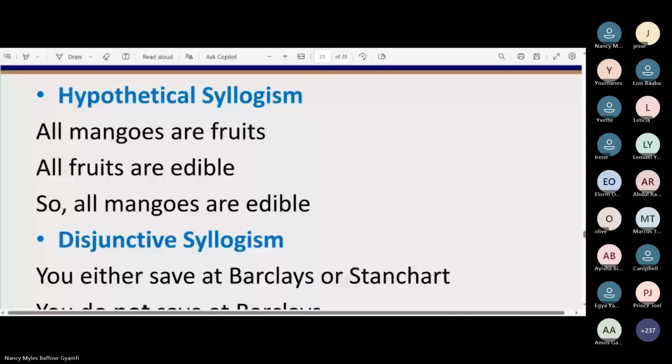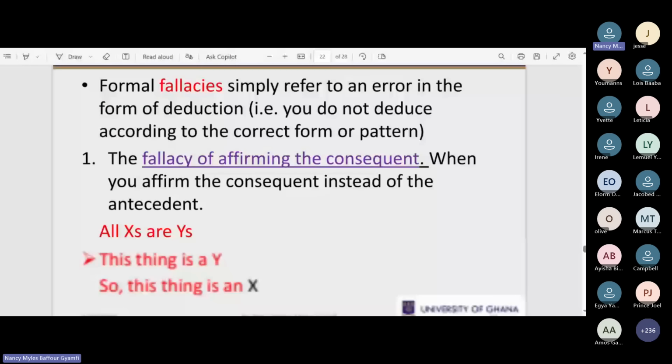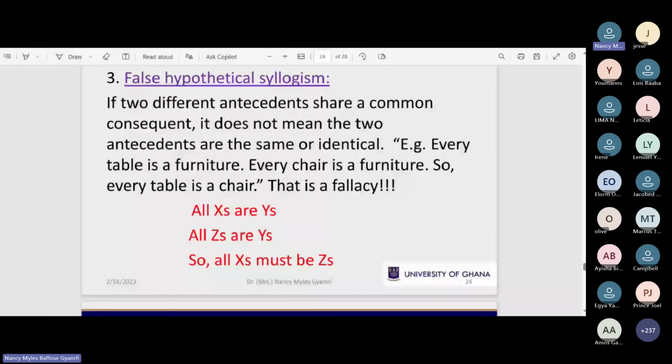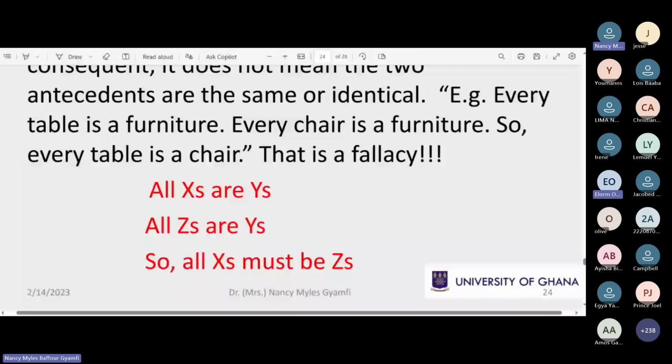Okay, we are done. What we don't want to do in the name of hypothetical syllogism is the false one. Watch. This one says all A's are B's. They use X and Y. So let me give you that. All X's are Y's. Look at the next premise. All Z's are also Y's. That's our problem. We don't have a common factor. We don't have Y being a consequent and being an antecedent at the same time in the next line. You see that? We don't have any such.